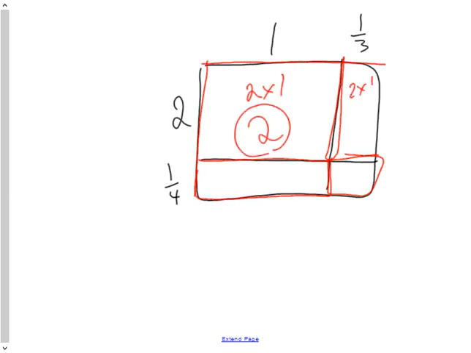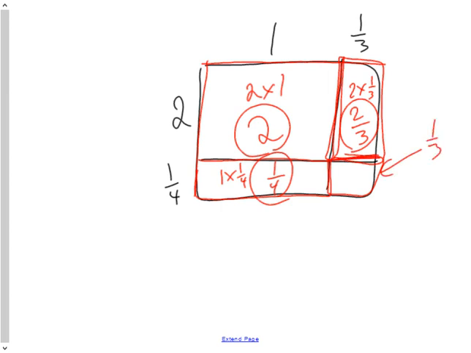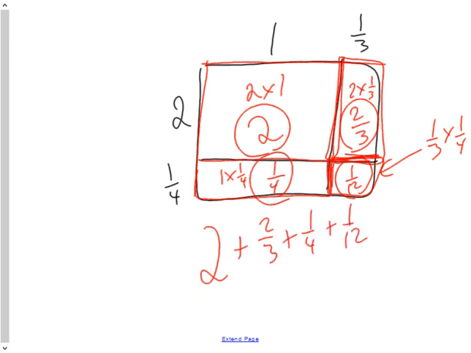This will be 2 times 1/3. 2 times 1/3 will be 2/3, which is the area of this particular part. This will be 1 times 1/4. Anything times 1 is itself, so this will have an area of 1/4. And this will be 1/3, which is this distance here, multiplied by 1/4, which is this distance here. The area of this particular part is 1/12. So instead of thinking about 1 1/3 times 2 1/4, I can think of the sum of those 4 parts. So 2 plus 2/3 plus 1/4 plus 1/12 will be the answer.